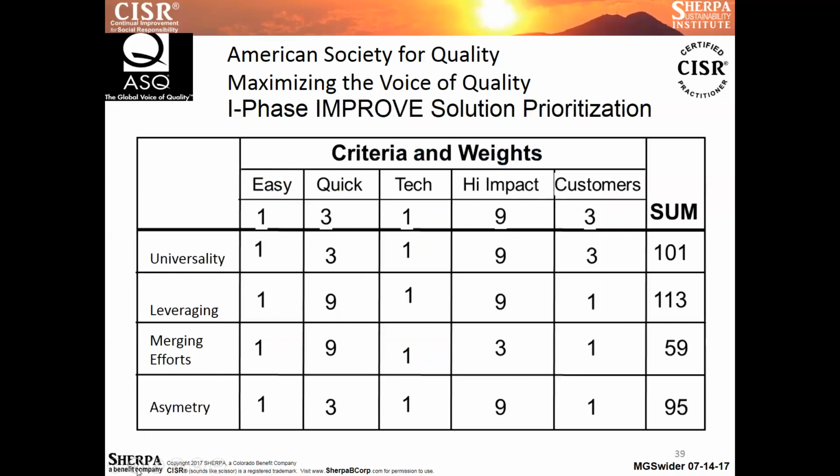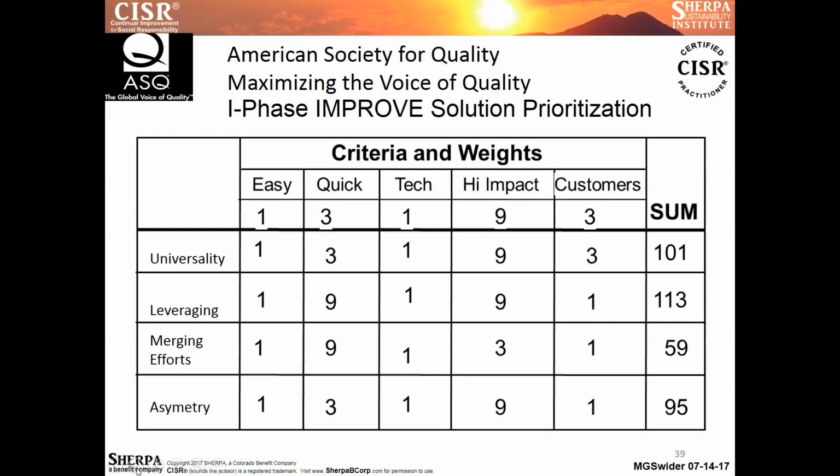I also learned about this other tool, improved solution prioritization. It's similar to the FMEA. You again assign different agreed upon, I guess, weight to your choices. And we came here with universality and leveraging being the highest, and then merging efforts with other associations came in lower, with a lower, I guess, result.